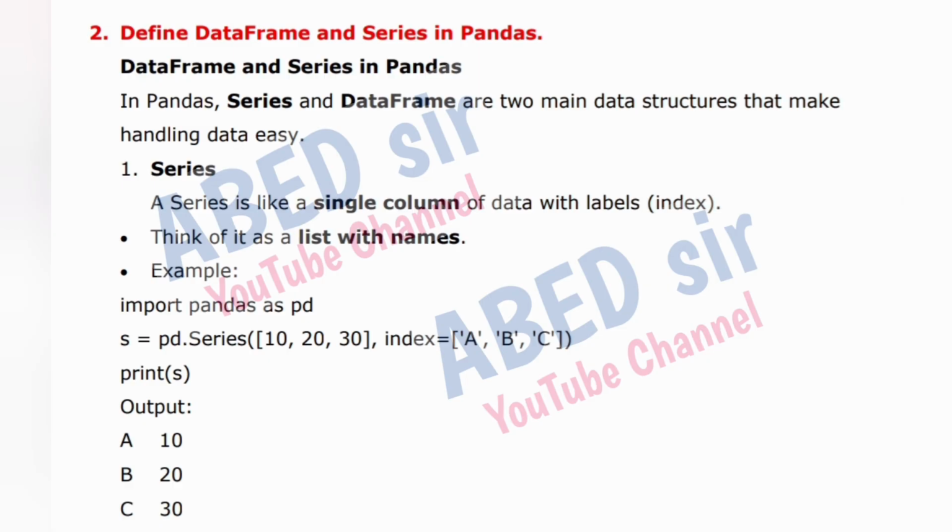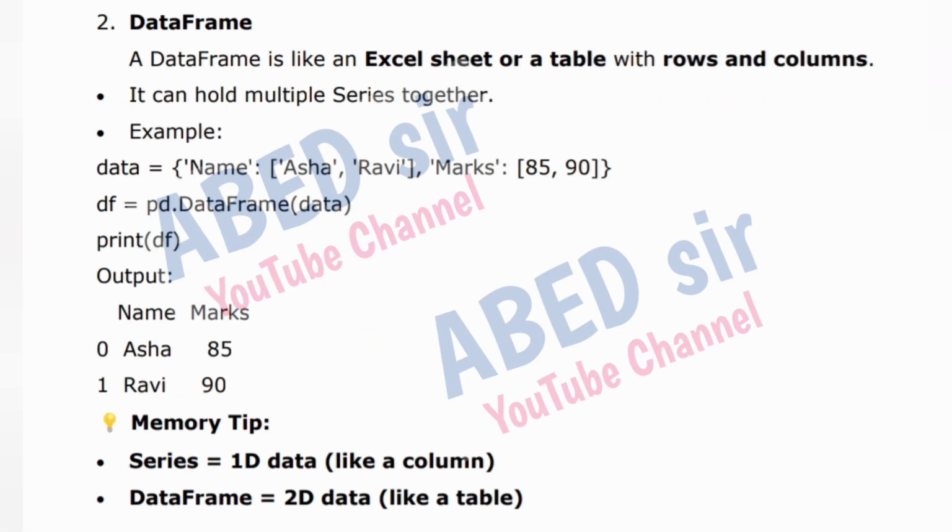Example. import pandas as pd. s = pd.Series([10, 20, 30], index=[A, B, C]). print(s). Output: A 10, B 20, C 30. 2. DataFrame. A DataFrame is like an Excel sheet or a table with rows and columns. It can hold multiple Series together.